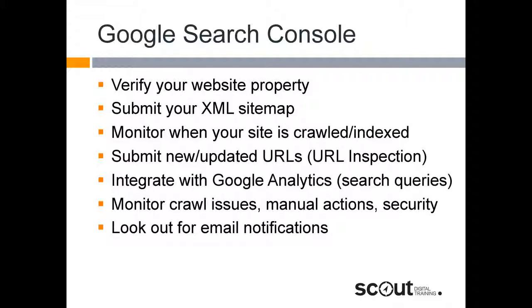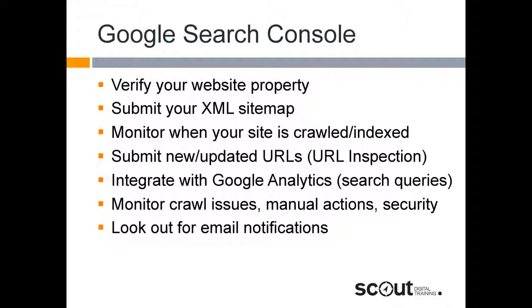So the first thing you need to do is verify your website property. Use one of those five methods to confirm that you have permission to access this information from Google Search Index. Then I would encourage you to find and submit your XML sitemap, which gives Google that direct access to crawl all pages of your website and will also give you visibility of when your website has been crawled and indexed as well.